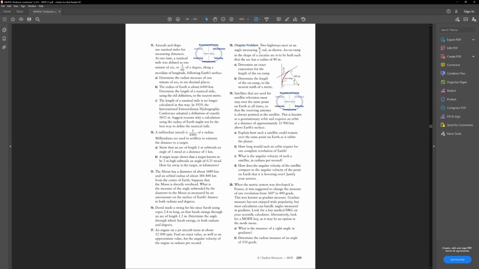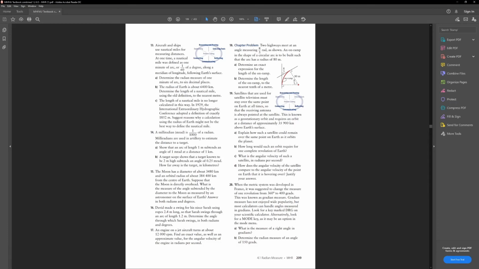Now lastly, we have D. How does the angular velocity of the satellite compare to the angular velocity of the point on Earth that it is hovering over? Justify your answer. Okay, so as we discussed before, it must follow the rotation of the Earth, and it takes the exact same time. Then we found what its angular velocity is.